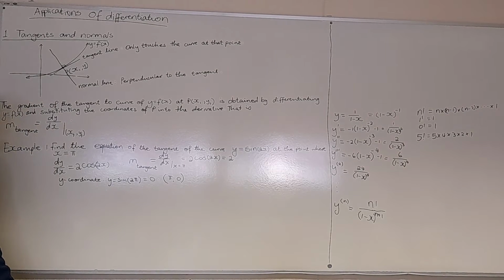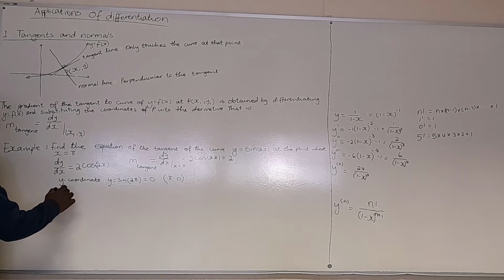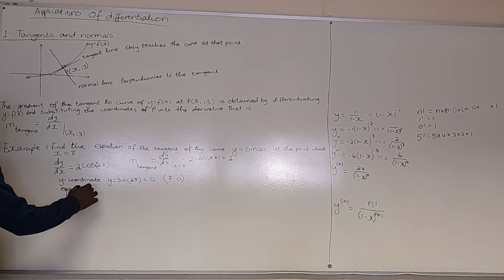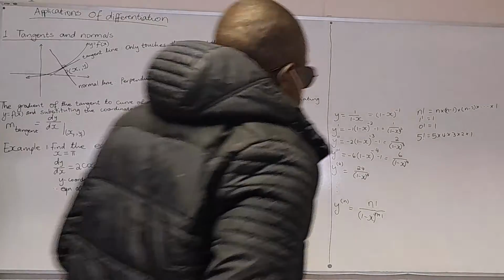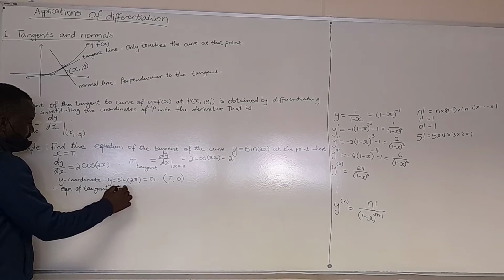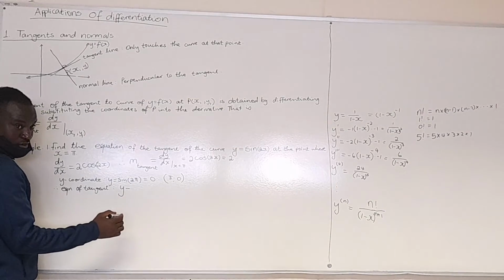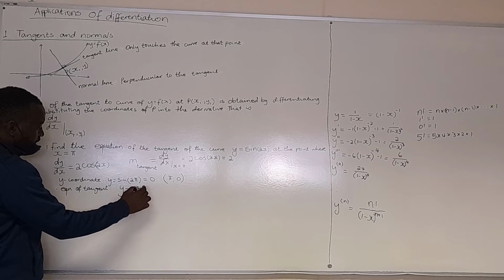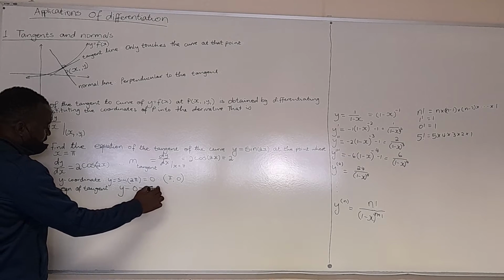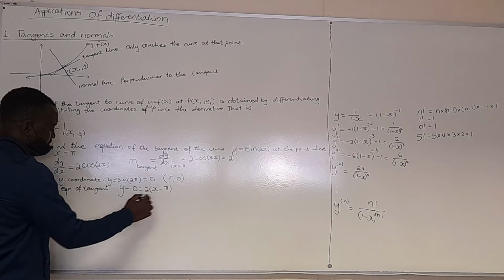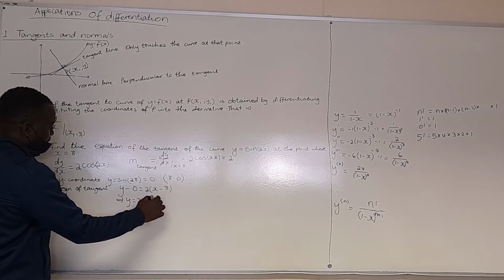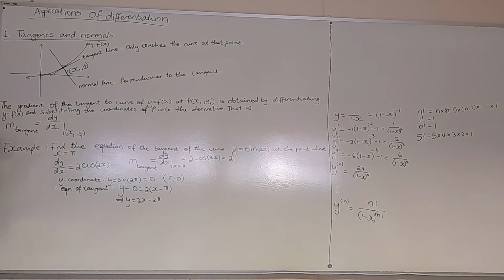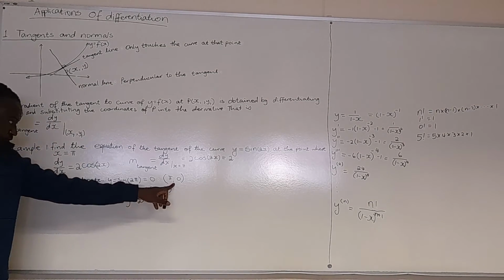So the point is (pi, 0), and therefore the equation of the tangent will be y minus y1 is equal to m times x minus x1, and then you have it: y is equal to 2x minus 2 pi. So that is the equation of the tangent at this point for this case.